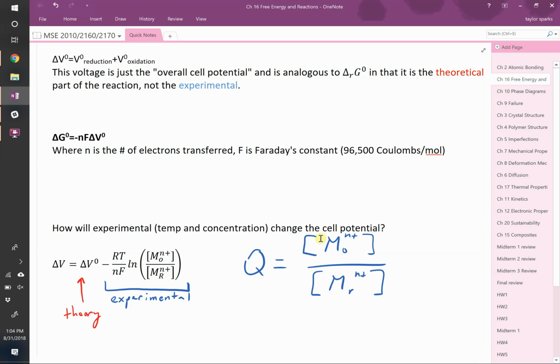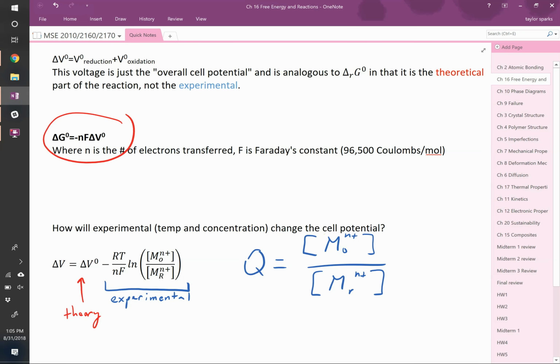So this takes into account the actual concentrations of your oxidized and reduced species, and that becomes really important. Any questions so far? Okay, let's keep going. By the way, we can relate free energy to voltage. We said this quickly last time, so let's just emphasize it.